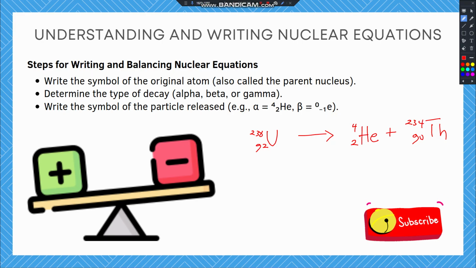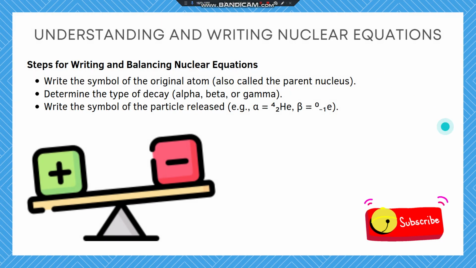Now, how did I know that it was thorium? I knew because of this atomic number over here. The atomic number is 90. And in chemistry, on the periodic table, every element has a unique atomic number. And the only element that owns the atomic number 90 is thorium. So that's why we have thorium over here. So that's how you write a nuclear equation.